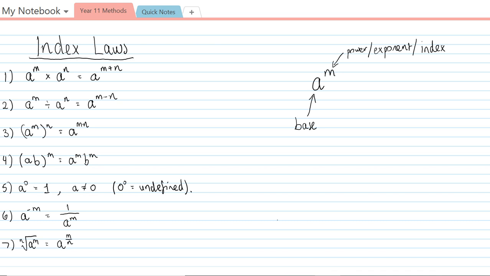we subtract the powers. The third index law is a to the m all to the power of n is equal to a to the mn. So what happens there is we multiply the powers. The fourth index law, ab all to the power of m, is equal to a to the m multiplied by b to the m. So each thing inside the bracket gets raised to the power.